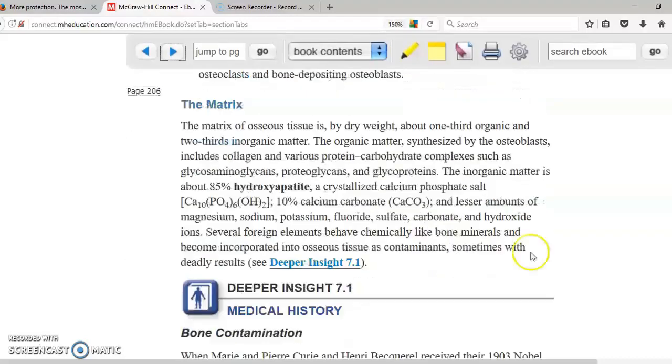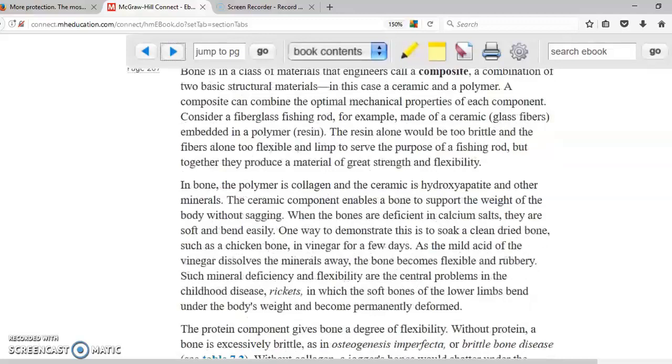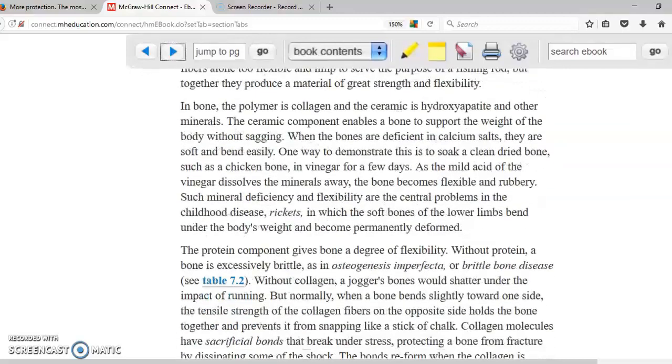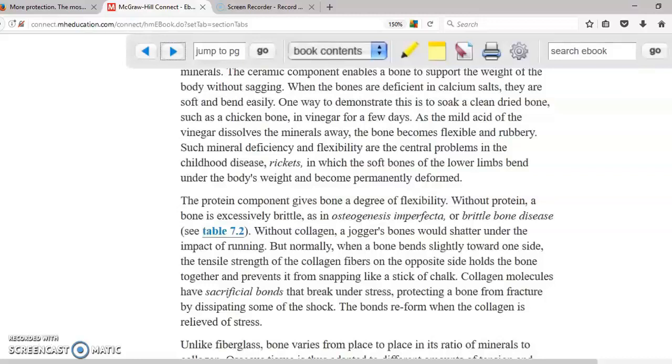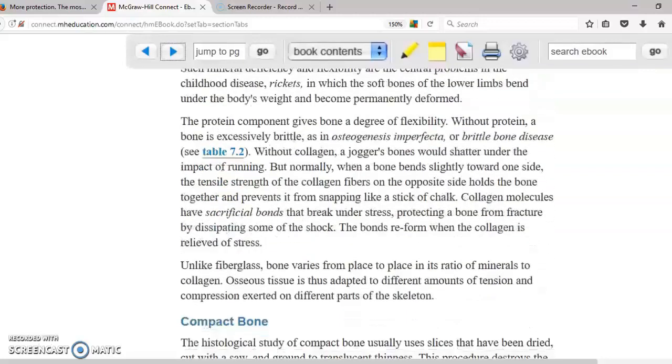Next, we have the matrix. The matrix is basically made of calcium, but it's not pure calcium, it's actually a salt, because it's calcium phosphate, as you can see here. And this is called hydroxyapatite. 80 to 85% of the bone is calcium phosphate, and approximately 10% is calcium carbonate. And obviously, just a few other substances in there, such as sodium and potassium, but in little amounts. The mixture of calcium together with other substances, such as, for example, collagen, makes our bones somewhat flexible as well as very, very, very strong.